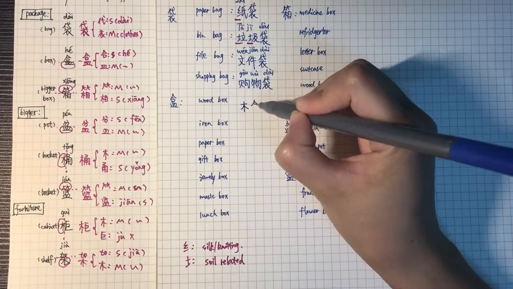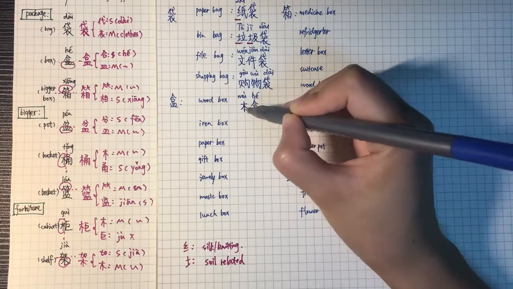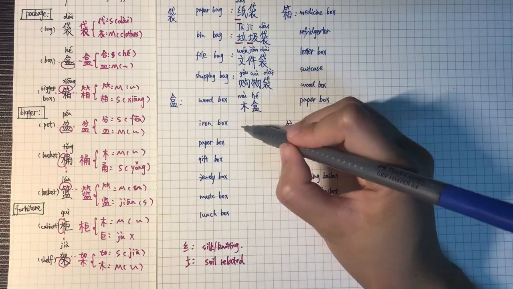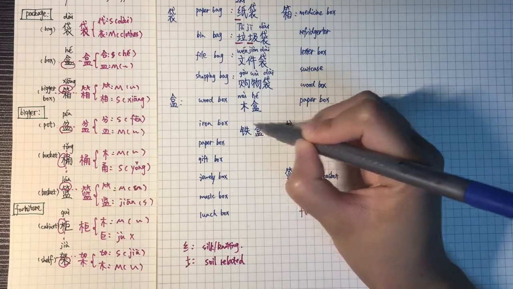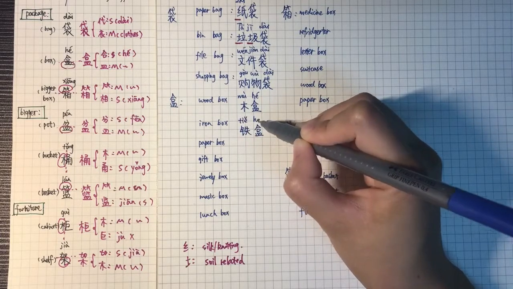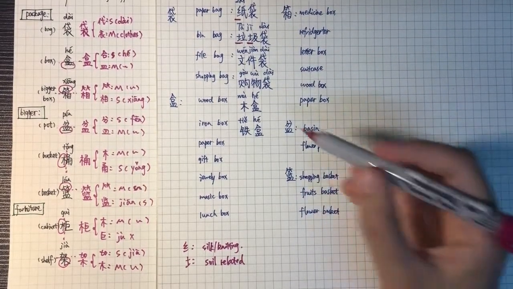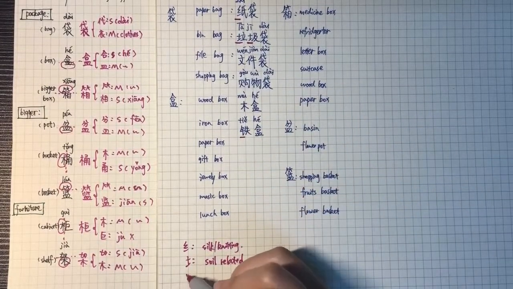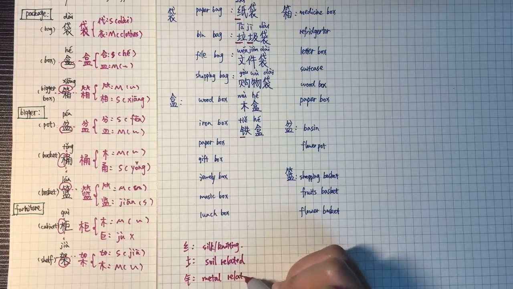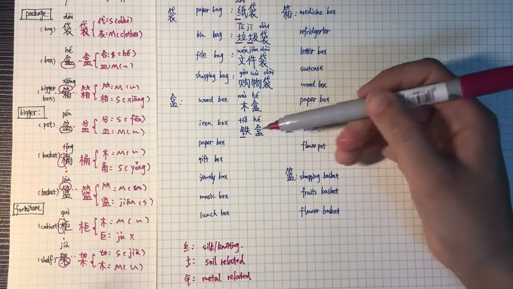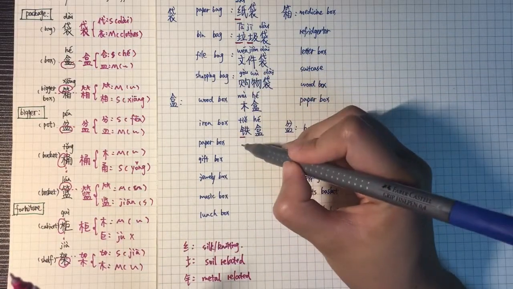Okay, and next one we have 盒, a box. Wooden box, 木盒, 木 is wood. Iron box, 铁盒. Now we can see that here the radical is about metal. So that's why 铁 is iron, pretty logical, huh? Paper box again, so 纸盒.